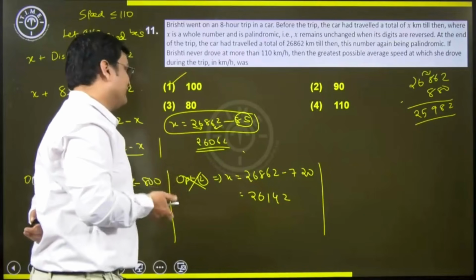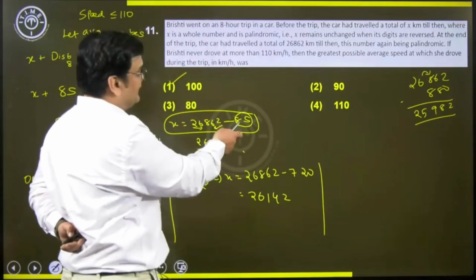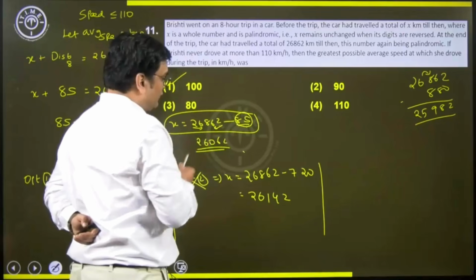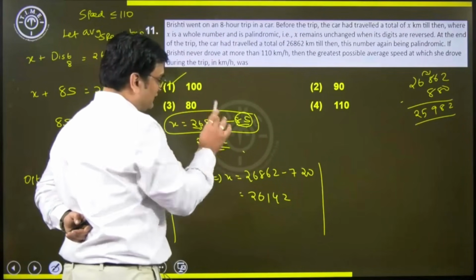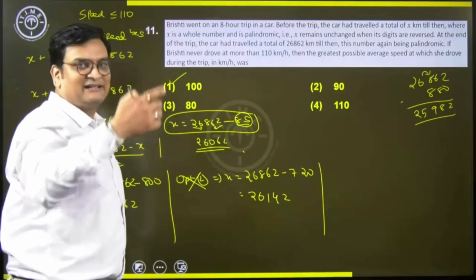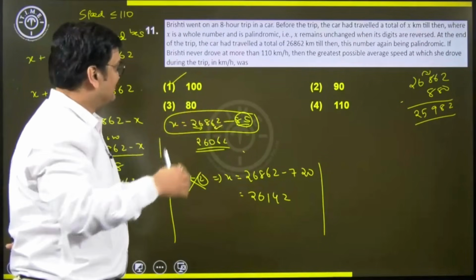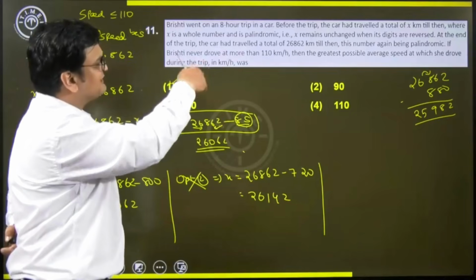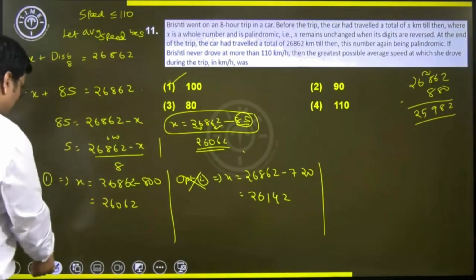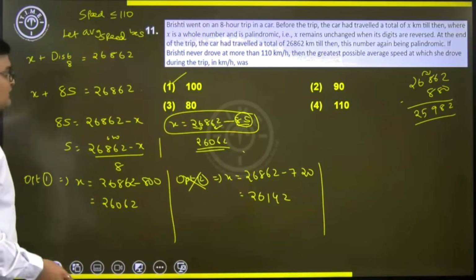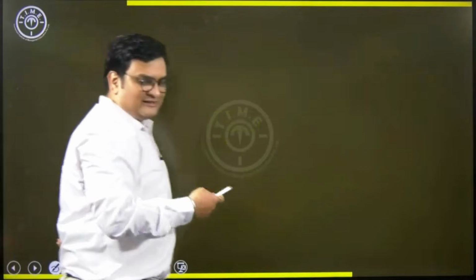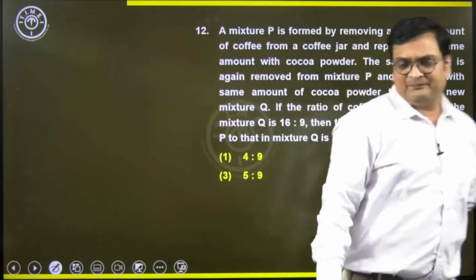so probably something like 50. So if I put 50, it will be 400. So 400, if you subtract it, still the last two digits will remain the same, but that won't be the highest value. We are going at lower speeds. But since the question clearly asks greatest possible average speed, the answer can only be 100. So this is how we can go by options and get to the answer for this. Next one.